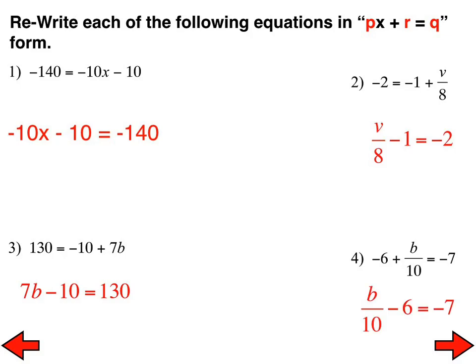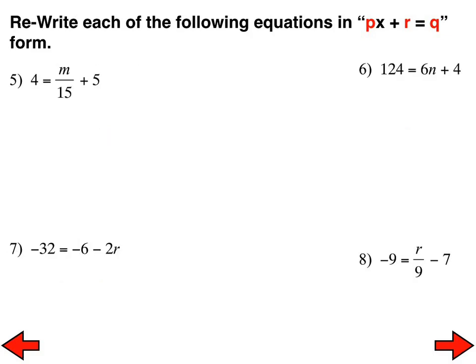All right, I want all of you to do 5, 6, 7, and 8. Do all 4 of them, please. We're not solving anything yet. Number 5, easy. Should be m over 10 plus 5 equals 4. Number 6, easy. 6n plus 4 equals 124.